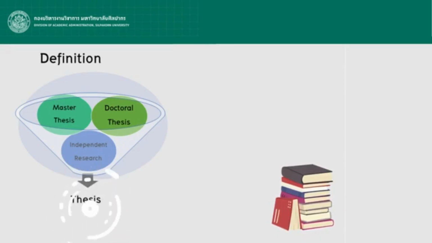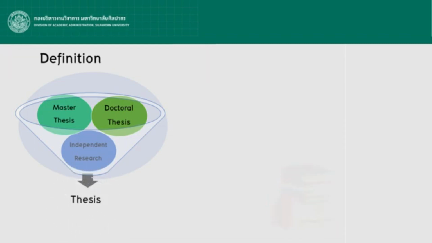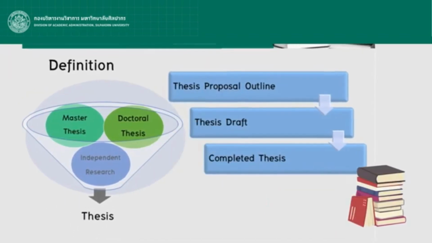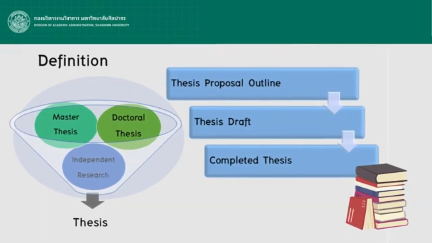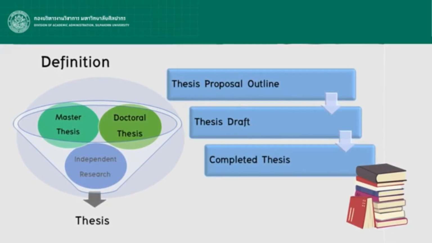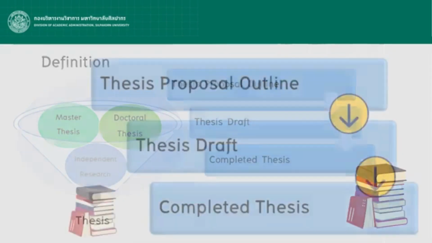In this system, all forms of research, including doctoral theses, master's theses, and independent research, are collectively referred to as theses. The submission of theses for advisor evaluation is categorized into 3 versions. First version, the thesis outline or proposal version. This version encompasses the section of the thesis that students start writing from Chapter 1 to Chapter 3, which is used for the thesis topic examination.